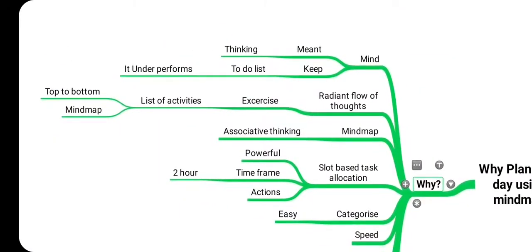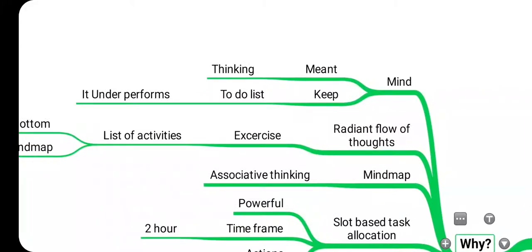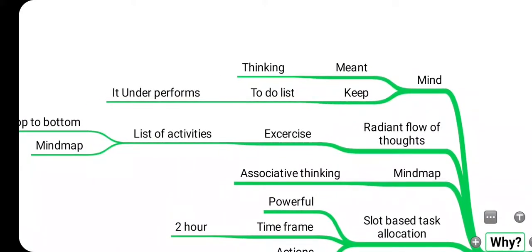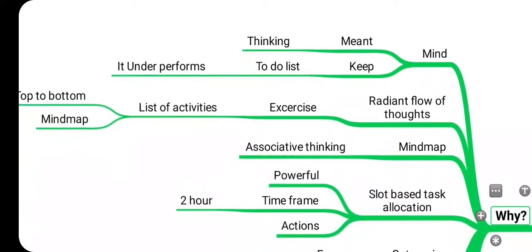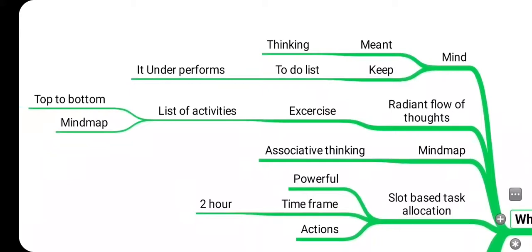Let's understand the theory behind it. The mind is actually meant for thinking, and you have to allow the mind to do what it is meant for. If you keep a lot of things in your brain, it starts underperforming. So it's equally important that you take that out and put it over there. This is a radiant way of looking at it. Radiant is something like how I explained, like a sun, where the thoughts come in a random fashion.